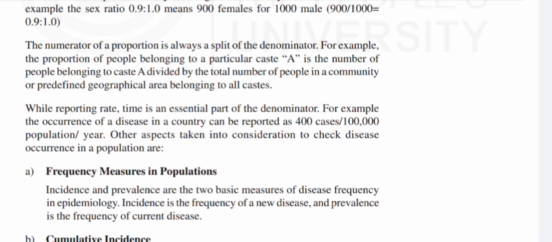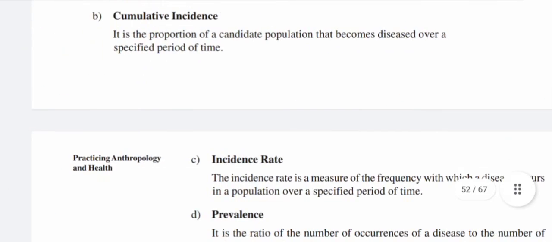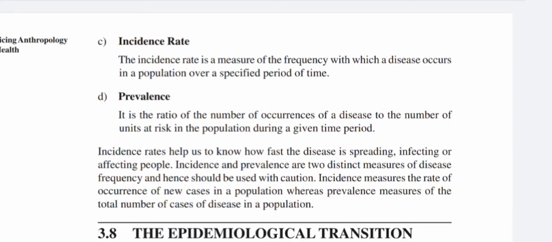Incidence and prevalence are the two basic measures of disease frequency in epidemiology. Incidence is the frequency of a new disease and prevalence is the frequency of current disease. Cumulative incidence is the proportion of a candidate population that becomes diseased over a specified period of time. Incidence rate is a measure of the frequency with which a disease occurs in a population over a specified period of time. Prevalence is the ratio of the number of occurrences of a disease to the number of units at risk in the population during a given time period.